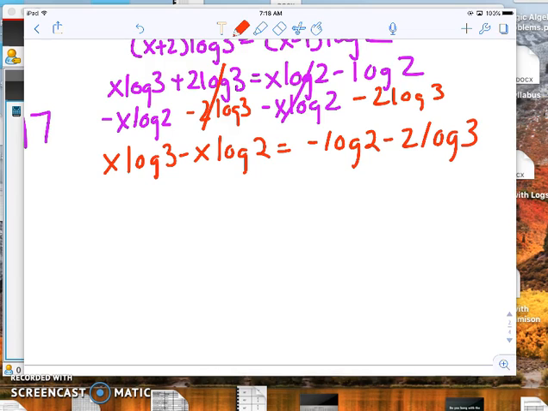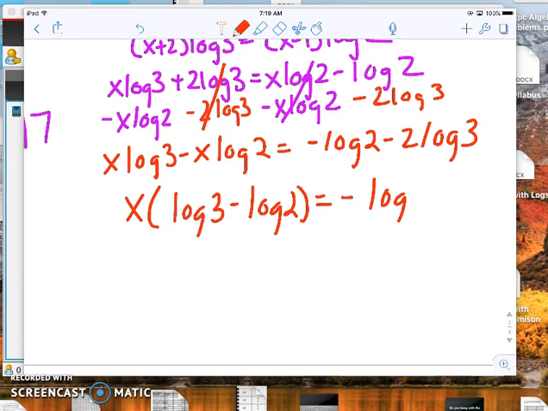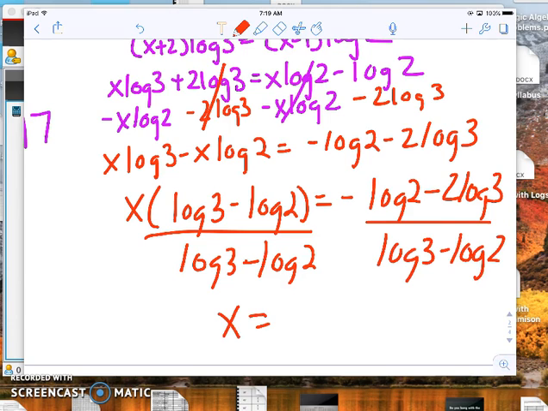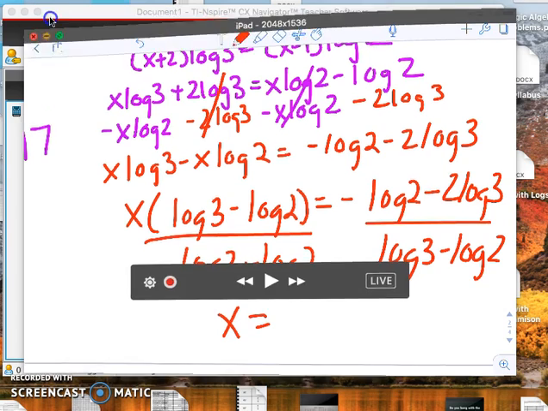And then we have to factor out an x. So x times (log 3 minus log 2) equals negative log 2 minus 2 log 3. You could condense this, or we can leave it the same. So we have to divide by log 3 minus log 2 on both sides. And again, we can condense this, or we can type it in just like that.